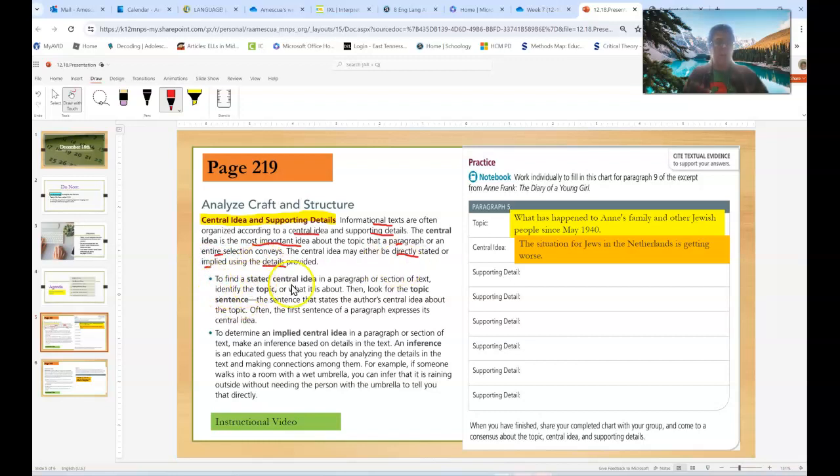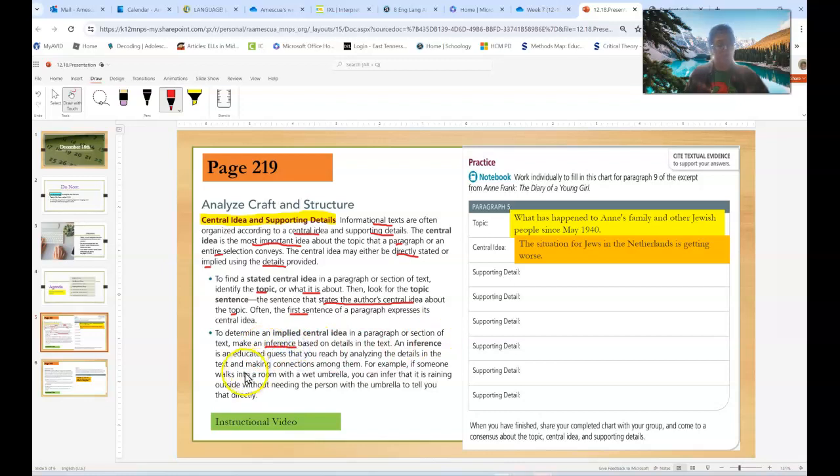To find a stated central idea in a paragraph or section of text, identify the topic. The topic is what it is about. Then look for the topic sentence, the sentence that states the author's central idea about the topic. Often, the first sentence of a paragraph expresses the stated central idea. Now, we also have an implied central idea. To determine an implied central idea of a paragraph or section of text, make an inference.